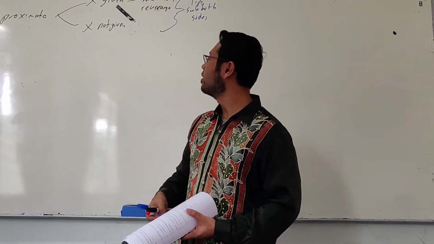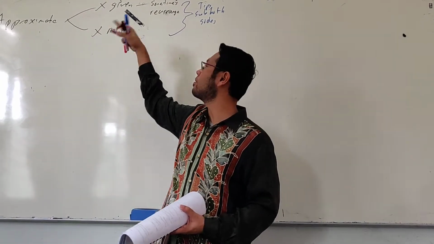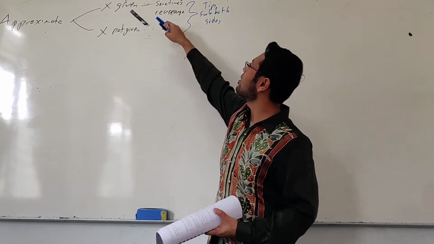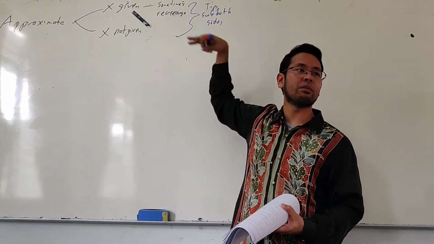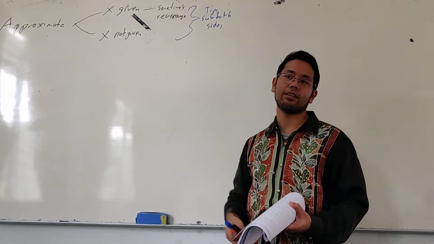Good afternoon. Okay, so let's study another approximate. There are two types of approximate: where x is given and where x is not given. For x given, sometimes you need to rearrange, and my main advice, if you see this, is to start on both sides, the left hand side and the right hand side.